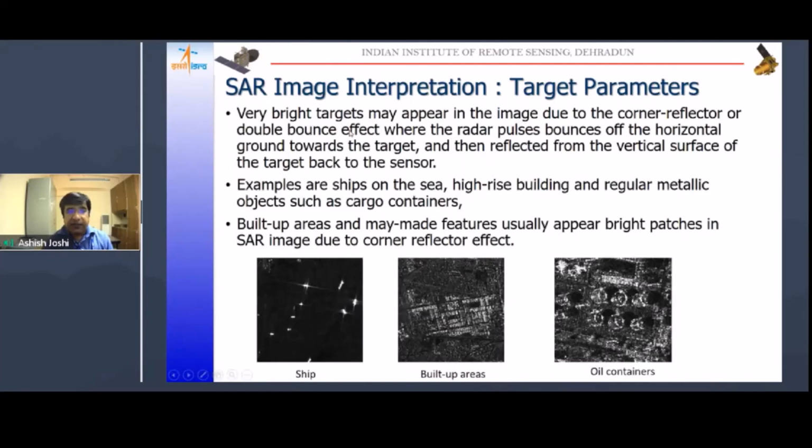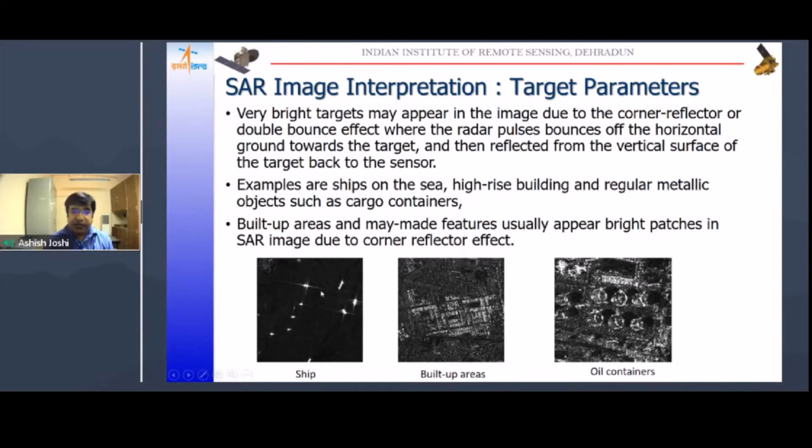Very bright targets may appear in the image due to the corner reflector or double bounce effect, where the radar pulse bounces off the horizontal surface towards the target and is reflected from the vertical surface of the target back to the sensor. So with man-made targets, if it is a vertical structure, we have double bounce, and due to the double bounce, we have higher backscatter. Examples are ships on the sea, high-rise buildings, and regular metallic objects such as cargo containers. They all appear brighter. So built-up areas, many man-made features, appear brighter.